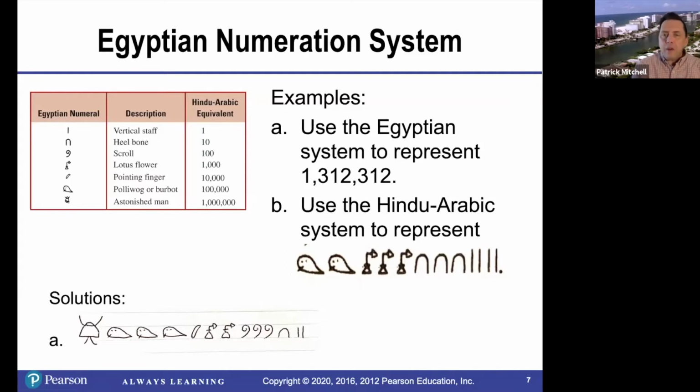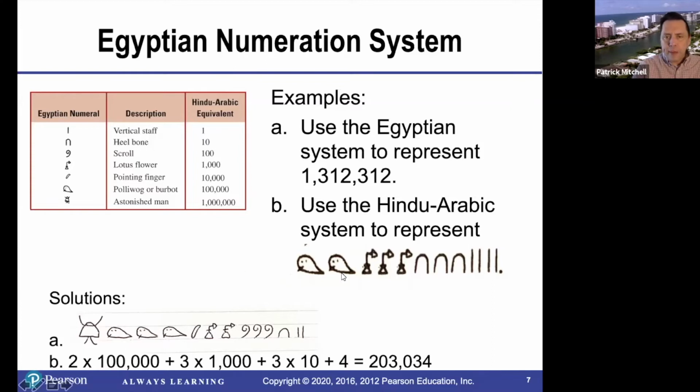And then to go the other way, it's just as simple. So what I did for this one was I started off writing it in expanded form. So since you have 2 of the polywogs, that represents 2 times 100,000. 3 lotus flowers is 3 times 1,000. 3 heel bones is 3 times 10, and then 4 vertical staffs is 4. And that all adds up to 203,034.